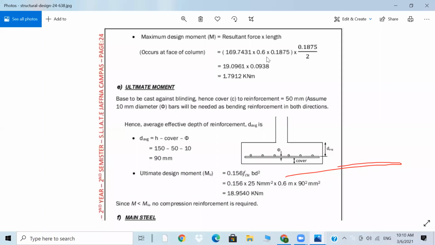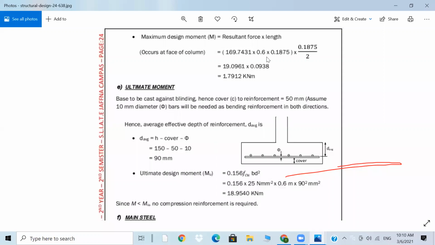The ultimate moment you can find out quickly. So the d average you can assume total h minus cover minus 5. So the 5 is the bottom layer reinforcement diameter. Altogether it will be coming 90 millimeter. Ultimate design moment is 0.156 fcu b d squared.